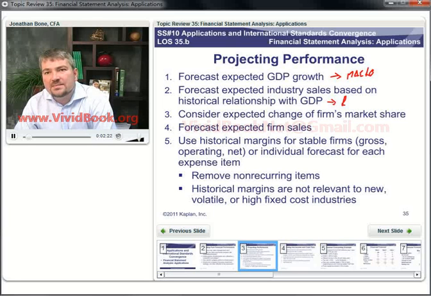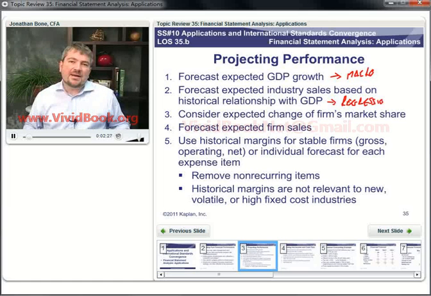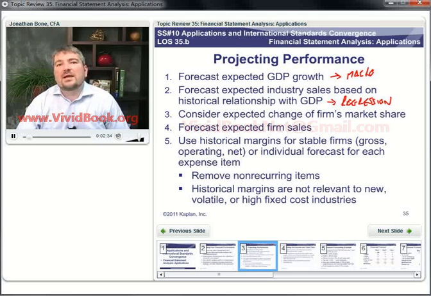So you're going to use some form of regression where you're looking at GDP as your independent variable and industry sales as the dependent variable. So, in other words, plug in your forecast GDP growth into the regression to get forecast industry sales. Then, of course, what you need to consider is your firm's percentage of market share, whether that's changed or not over the period. Once you've got your firm's market share, multiply that by industry sales to get your firm's expected sales. You've moved to step 4.